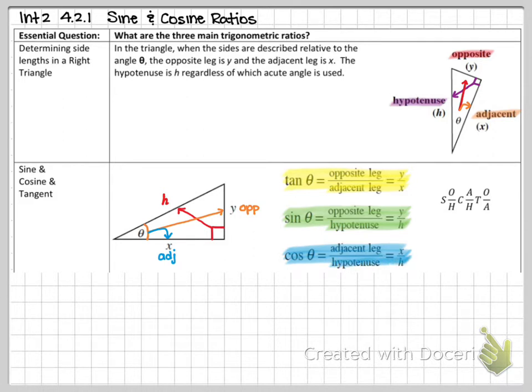So what you will hear, a pretty popular little mnemonic device, is SOHCAHTOA. We know that sine is opposite (O) over hypotenuse (H). We know that cosine is adjacent (A) over hypotenuse (H). And we know tangent is opposite (O) over adjacent (A). So what you will hear quite a bit is SOHCAHTOA. It's just a mnemonic device that we use.